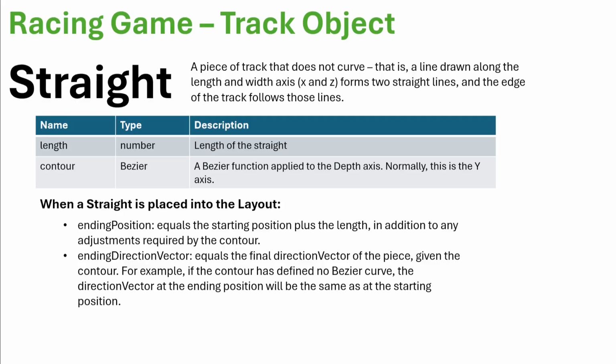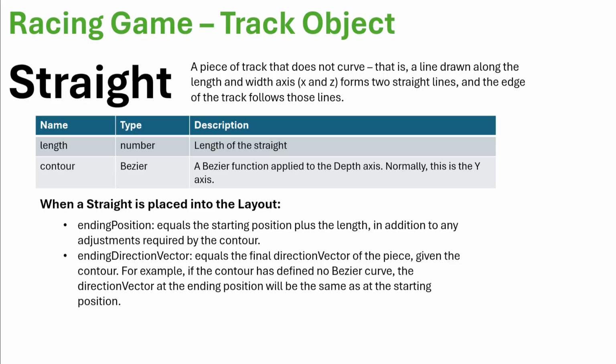So let's take a look at some of the attributes. There really are only two attributes of a straight. The first one is the length of the straight. How the straight is drawn out is based upon the length of the straight and the current direction vector, or the starting direction vector, which again is the ending direction vector of the previous piece. Once you draw that particular length out, you will get an ending position and an ending direction vector. If it had zero contours whatsoever, we'll get to contours in just a second, the ending direction vector of the straight piece will have the exact same value as the starting direction vector, only the ending position has changed along that particular direction vector.